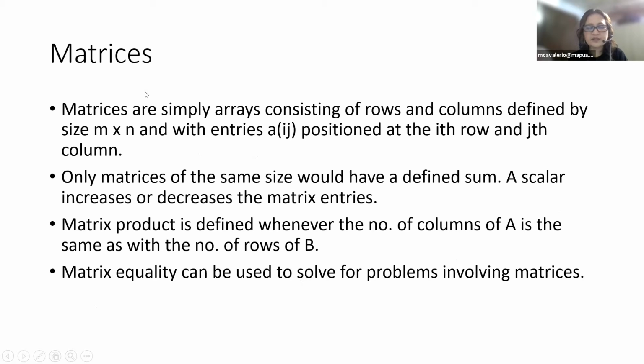About matrices. Matrices are simply arrays consisting of rows and columns defined by size m by n, that is m being the number of rows and n the number of columns, and with entries a sub ij, that means an entry A is positioned at the ith row and jth column. Only matrices of the same size would have a defined sum. That means we cannot add two matrices that are of different size.